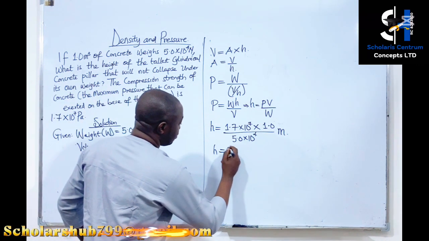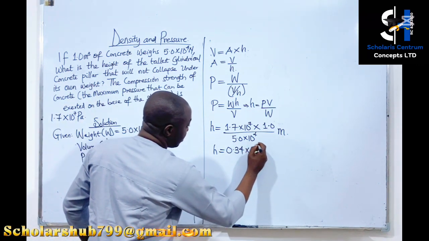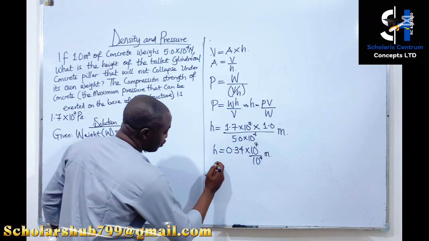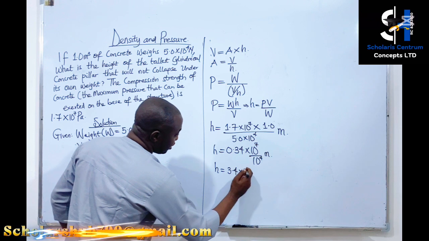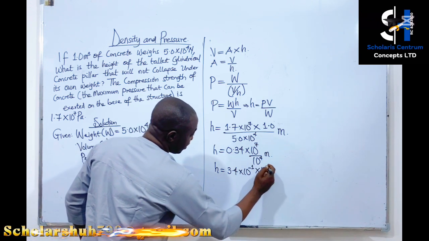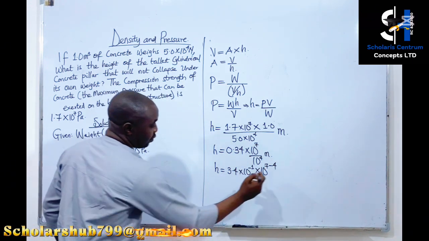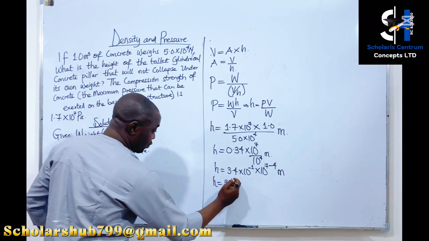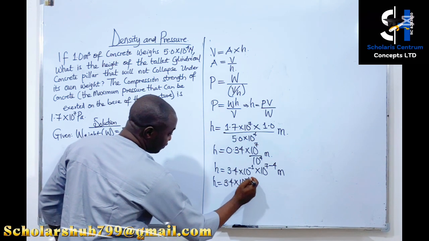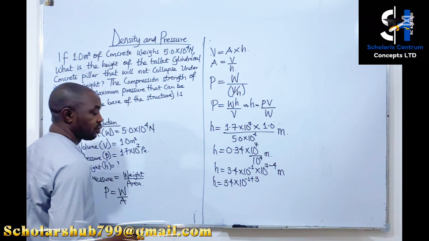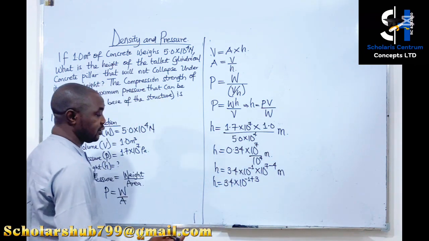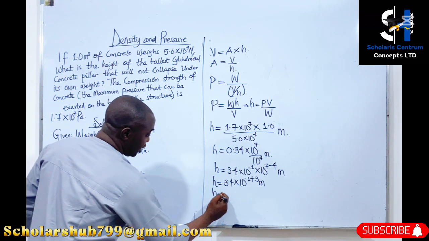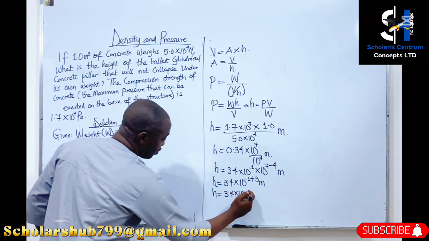So H equals 0.34 multiplied by 10 raised to the power of 7 over 10 raised to the power of 4. Then this will be H equals 3.4 times 10 raised to the power of negative 1 multiplied by 10 raised to the power of 7 minus 4. Then the unit again is meters. So H will be equal to 3.4 times 10 raised to the power of negative 1 plus 3, because 7 minus 4 is 3. Minus 1 plus 3 will be 2. So H will be equal to 3.4 times 10 squared.